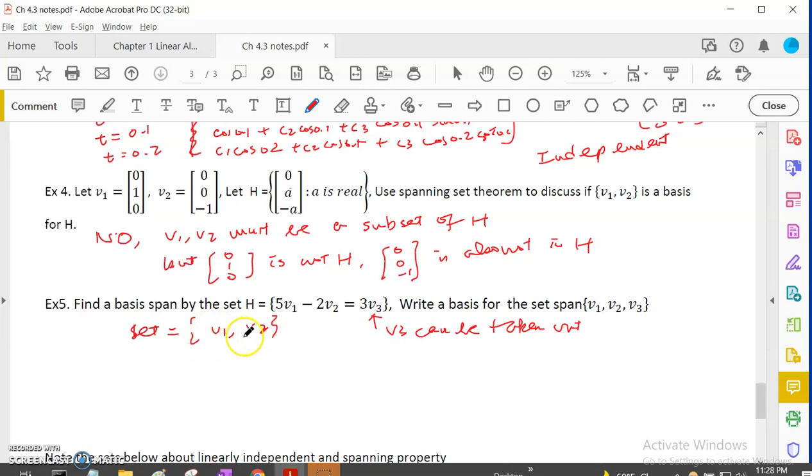right? Assuming that V1 and V2 are actually linearly independent. Because if not, then you don't write it. So this set is a basis for H equal to span of V1, V2, V3. So that means you don't need V3 in the basis to span the whole thing. You just need these two. Okay.